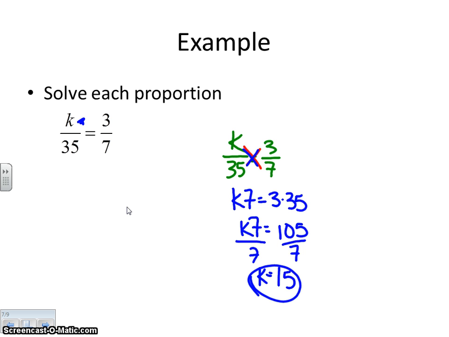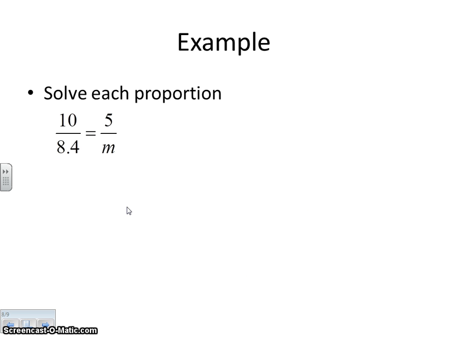So when I plug it back in, I should get 15 over 35 equals 3 over 7. And this right here is an equal proportion. All right, and then we've got to throw in some decimals, of course. So this is obviously the same process as before. We're going to still do that cross multiplication. So we've got 10 over 8.4 equals 5 over m.